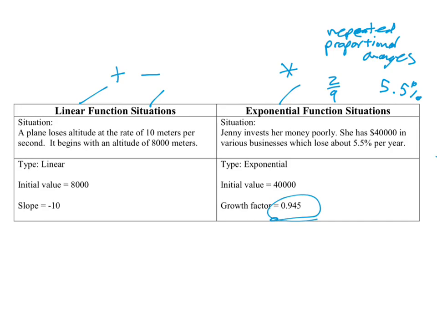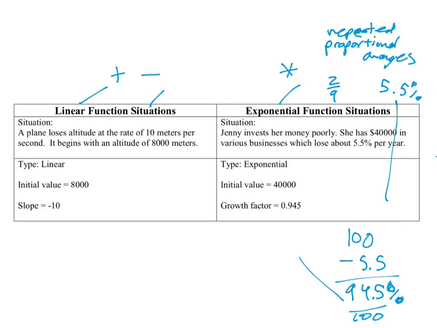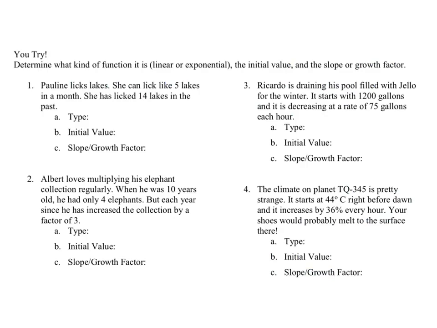Our growth factor here, anytime you have a percent change, you have to remember you start with 100%. You subtract off the percent you're losing, or add if you're adding it. But you get 94.5% in this case, and you can get the decimal version of that by dividing by 100, and that's where this comes from. So now we've kind of looked at that.